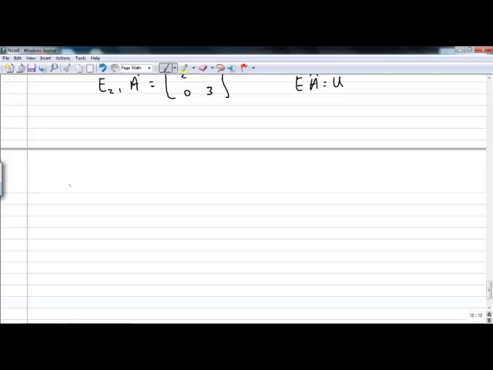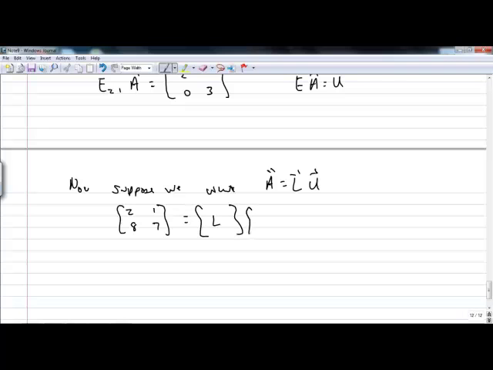Now, suppose we want the equation A equal to LU. Okay, so in this case, we have A, 2, 1, 8, and 7 equal to some matrix L times U, which in this case was 2, 1, 0, 3. Well, we have the equation already, EA equals U.